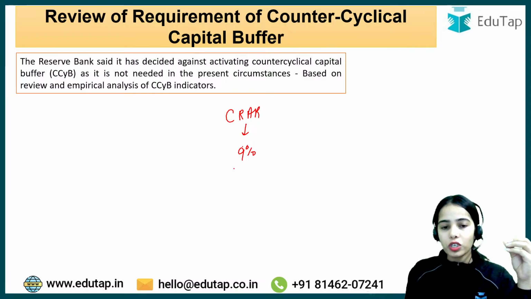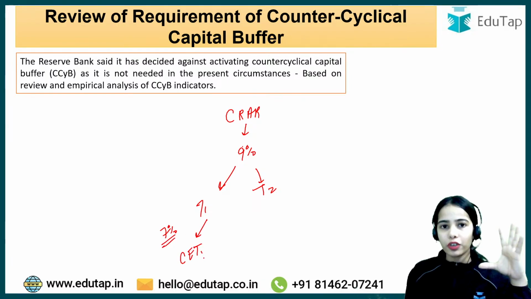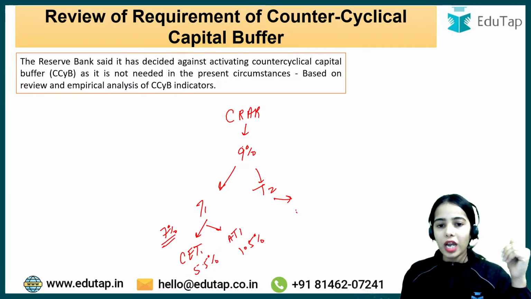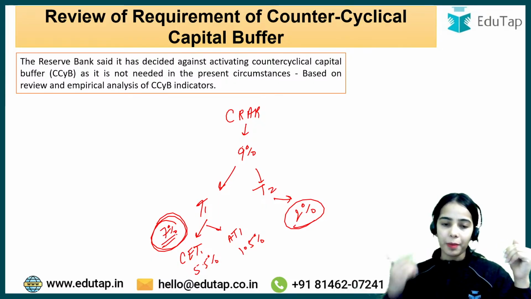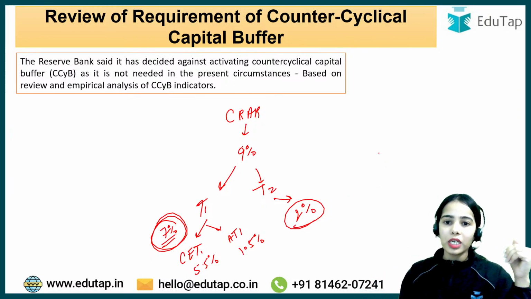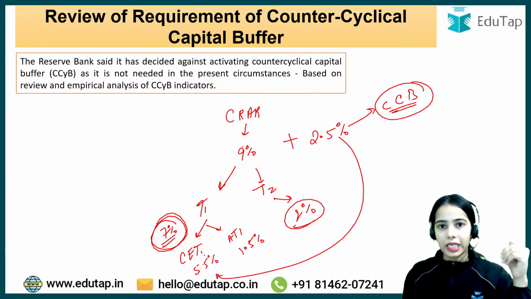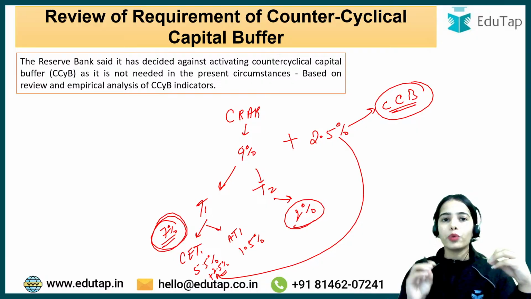CRAR is 9% for the banks, out of which tier 1 capital and tier 2 capital. Tier 1 capital should be minimum 7%, out of which common equity tier 1 capital, the most liquid kind of capital that the bank has, should be 5.5%, and the AT1 can be 1.5%. Okay, tier 2 capital is 2%. So tier 1 capital is 7%. This is the minimum tier 1 capital that the bank should maintain. Now, if the bank is maintaining the additional 2.5% of capital conservation buffer, this should be in the form of common equity tier 1 capital.